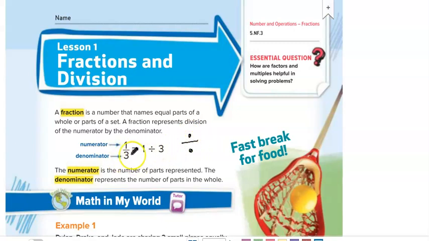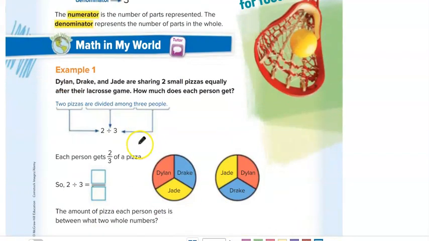And just to review, we should know that the numerator is the top number, and the denominator is the bottom number. The denominator will represent the whole, the whole amount or the total, and then the 1 is the part. So the numerator usually is the part.